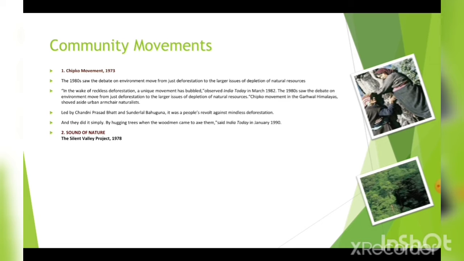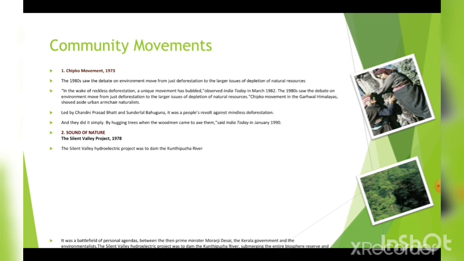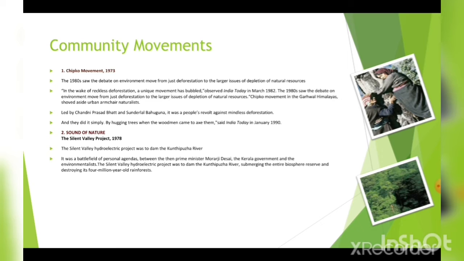Now, the sound of nature, the Silent Valley Project, 1978. The Silent Valley Hydroelectric Project was to dam the Kunti-Puzha River. It was a battlefield of personal agendas between the then Prime Minister Morarji Desai, the Kerala government, and the environmentalists. The project would have submerged the entire biosphere reserve and destroyed its 4-million-year-old rainforests.